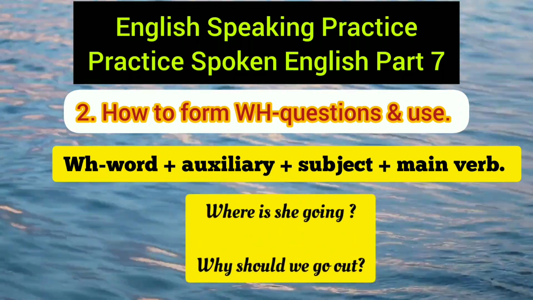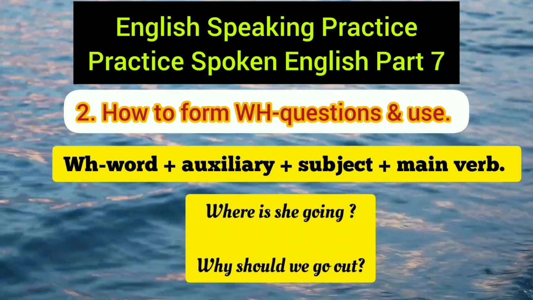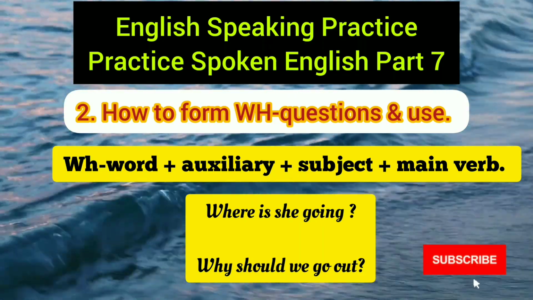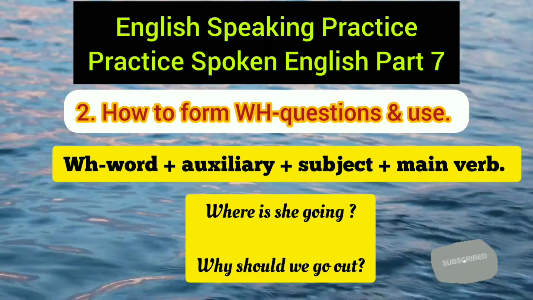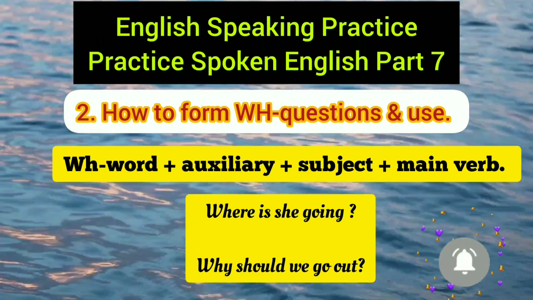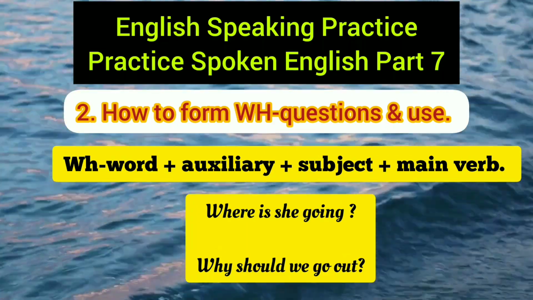The first is, as you see on your screen, where is she going? That means I am here using where, which is the WH word, following it up with the auxiliary is, and then the subject and the main verb going.